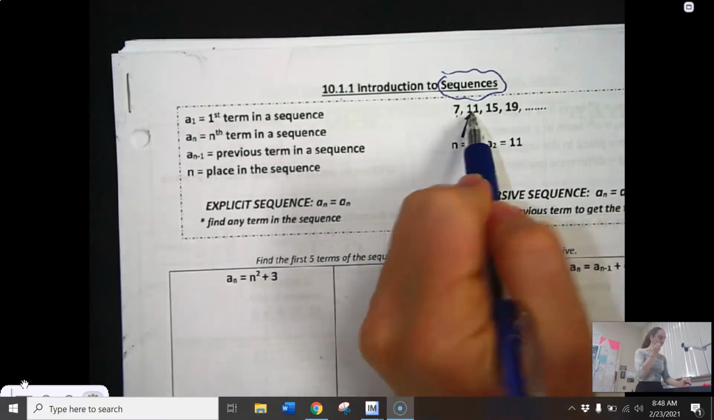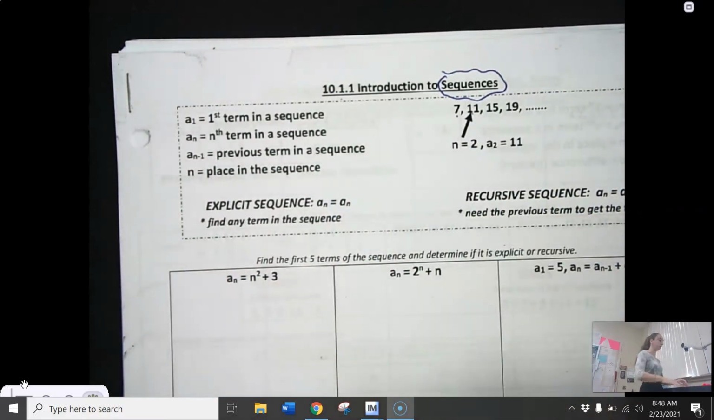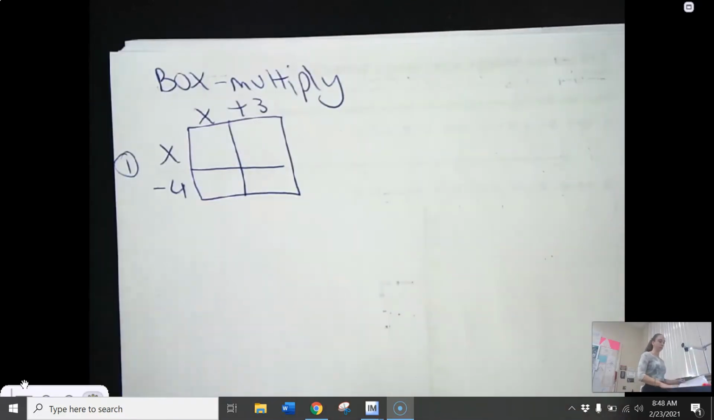So the last chapter is all about sequences. It's about series. What does that mean? A sequence is a list of numbers that has a certain pattern. So 7, 11, 15, 19. I want to show you the difference in just the basic idea.